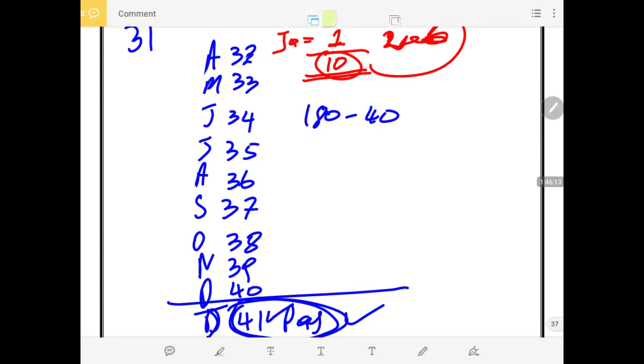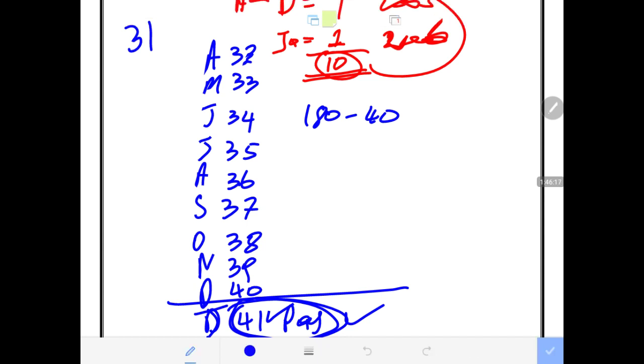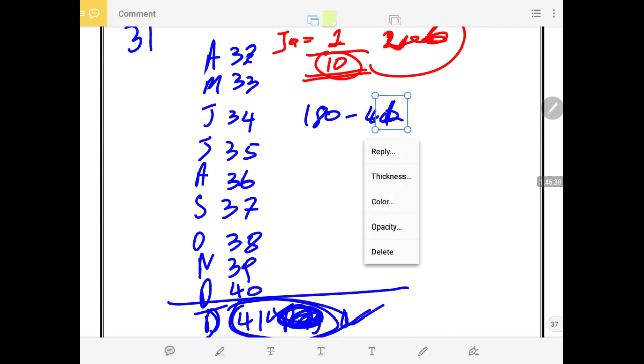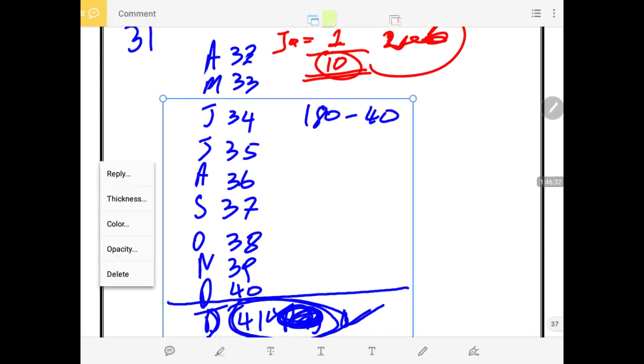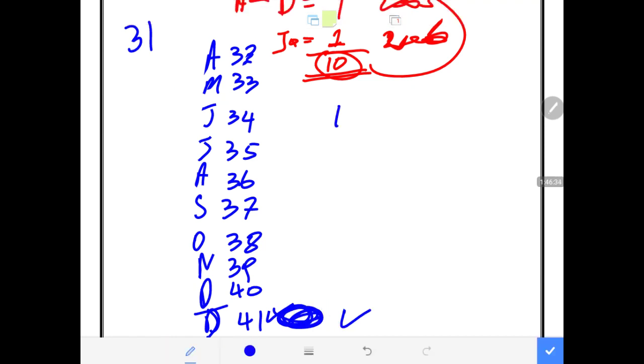February, yes. December, this is not February. In fact, let me just verify that this is 41. Well, we don't include January, we include February. January in this case will be taken into account, so we will have made payment for January. It's only February that needs to be taken into account. So that one is not right at all. It is 180 minus 40. It is 180 minus 41.